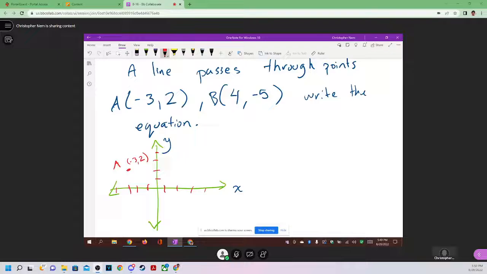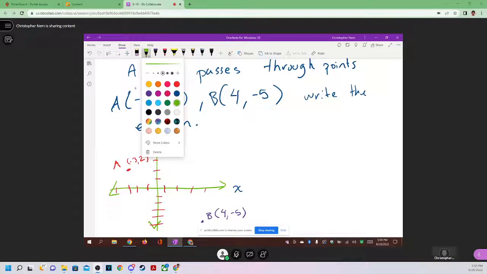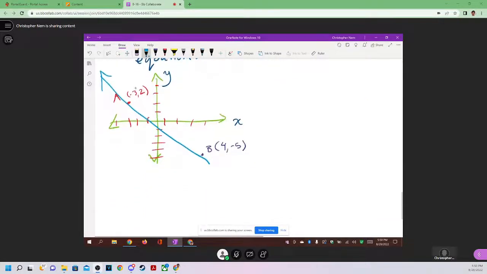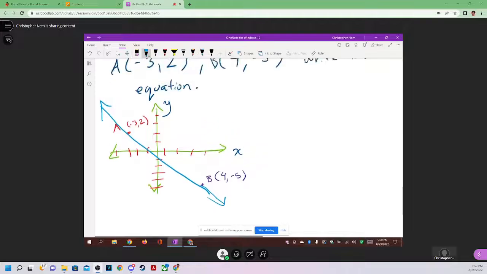And then B is located at 4, -5. 1, 2, 3, 4, 5. So this is not an accurate illustration, but I'm hoping everybody gets the point. This is point B, 4, -5. I have to figure out what is the equation for this line right here. Let me see. That's a good color. What is that equation? It's a straight line, even though it doesn't look like it because I drew it wrong. But what is the equation of that line?